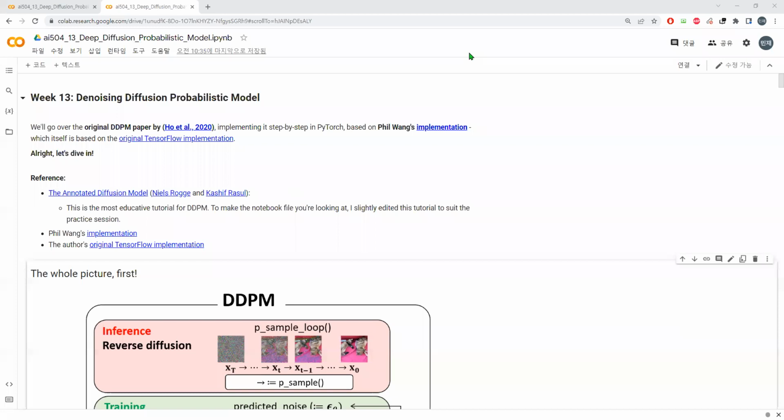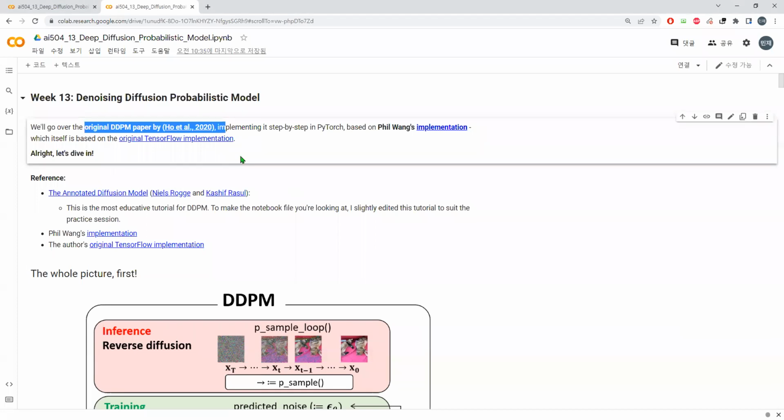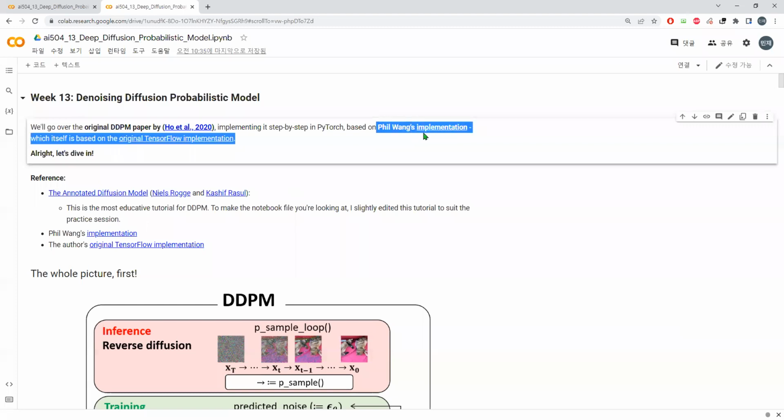Okay, it's the first time to proceed with a practice session on the diffusion model in the Programming for AI class. During or after this class, please leave me any kind of comment for making this material better. We'll go over the original DDPM paper by Jonathan Ho, implementing it step by step in PyTorch based on the implementation of Phil Wang, who has another name, Lucidrains.